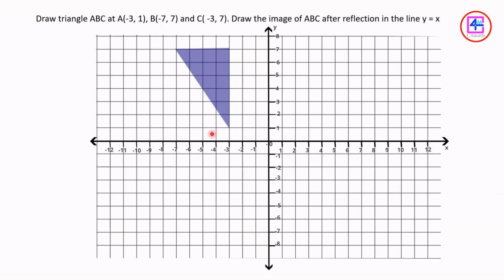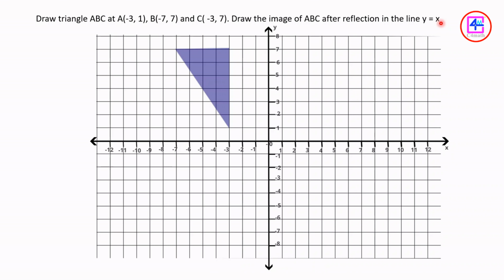Here is the triangle. You can check. Here is the point (-3, 1), this point (-3, 7), and this point (-7, 7). Then draw the image of triangle ABC after reflection in the line y = x.